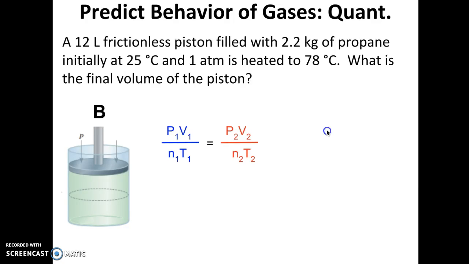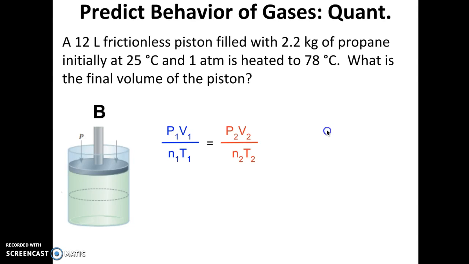So what are we focusing on here? That's what we need to figure out. We want to know the final volume, so that means I want to keep my V's. And they're telling me that it's heated from 25 degrees Celsius to 78 degrees Celsius, so I know that my temperature is going to change. So V and T seem to be important.